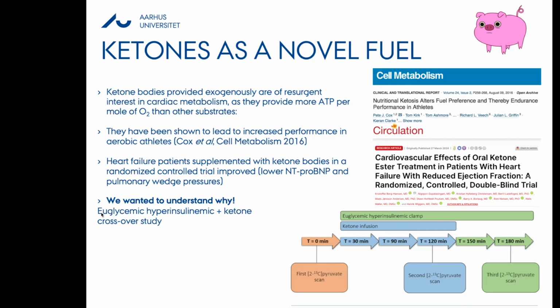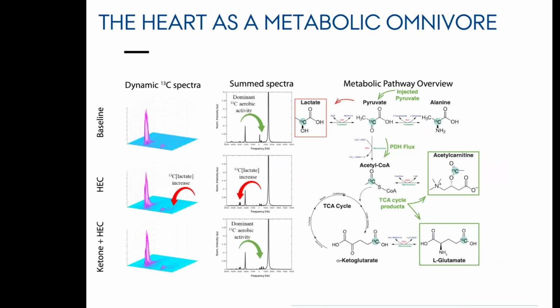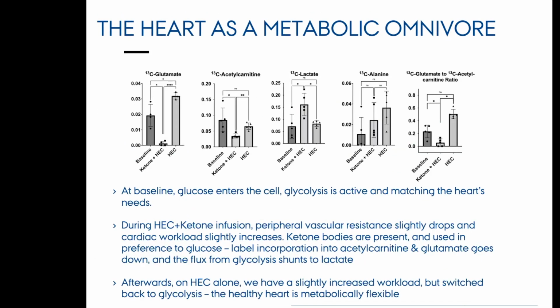And so we put some pigs on a euglycemic hyperinsulinemic clamp and added ketones. This is the study design down here, and this is how the experiment looked. In this case, we're using C2 pyruvate. As you can see, this is the baseline, then the clamp, and then the clamp with ketones. You can see we increase the lactate here, but then when you add this super fuel for the heart, you start to drive metabolism in another direction. So you have this ability to change the metabolic favored fuel by adding this in the bloodstream.